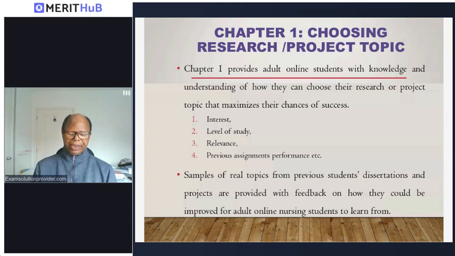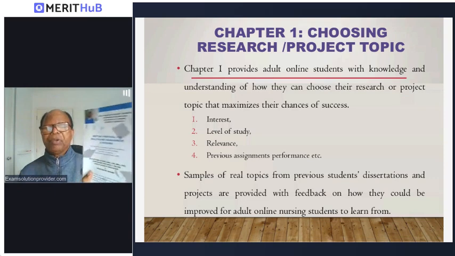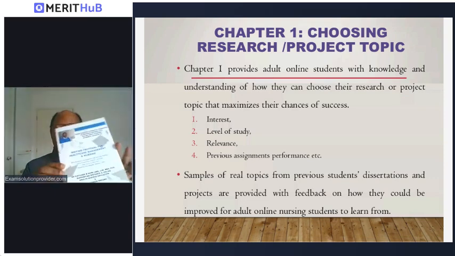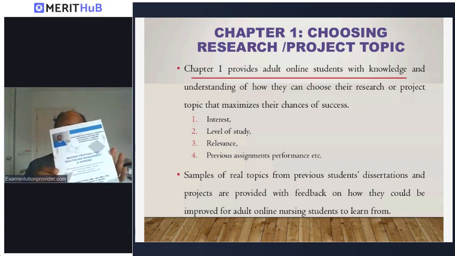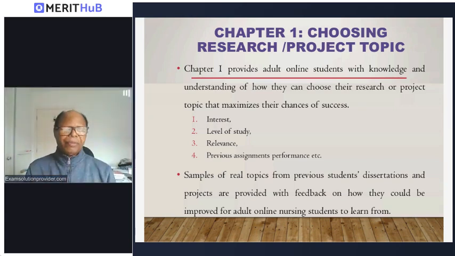Right. So the first is chapter 1 of this book. So what are we discussing in chapter 1? That is section 1 of the process in developing your nursing dissertation or project proposal.